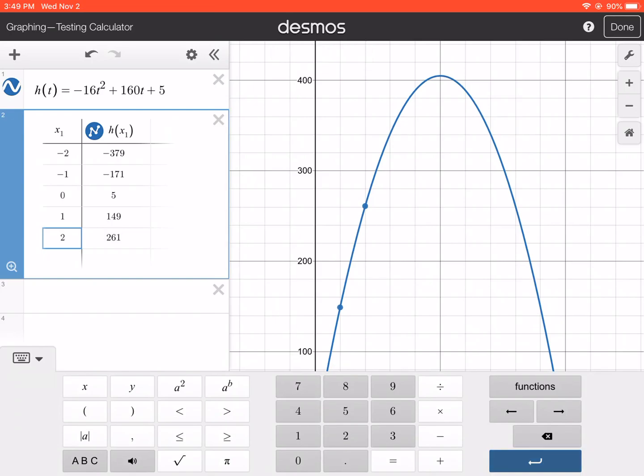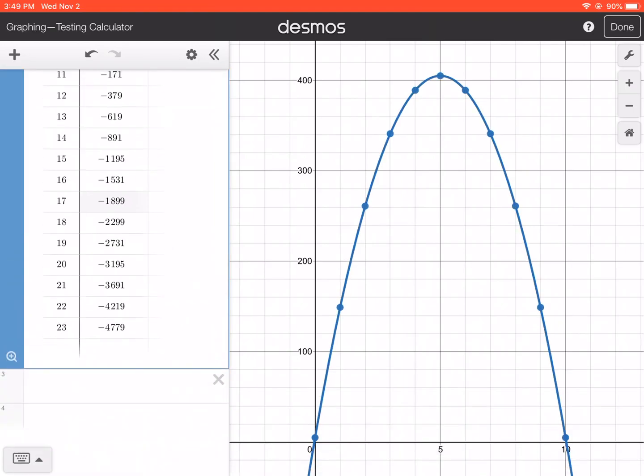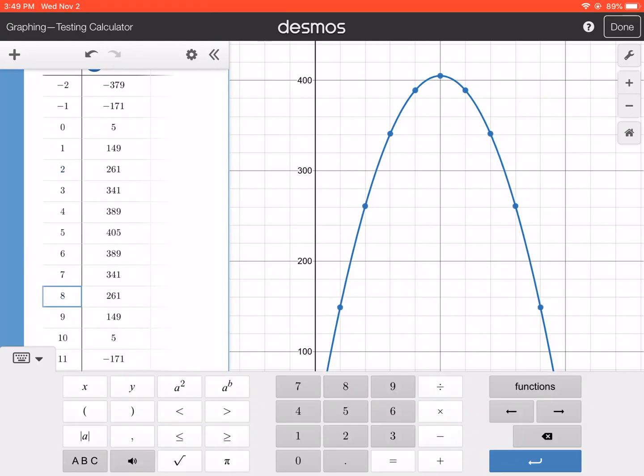Now, I want you to go ahead and enter several more times, and that'll give you several more dots on your parabola. 261, and then 261 happens there again. So if you'll notice right here, it happens at 2 seconds and 8 seconds because it's going up and then it's also coming back down. So we have our 2 seconds and 8 seconds.